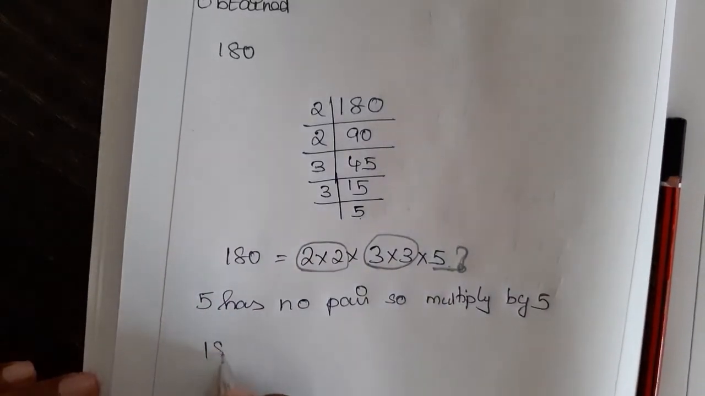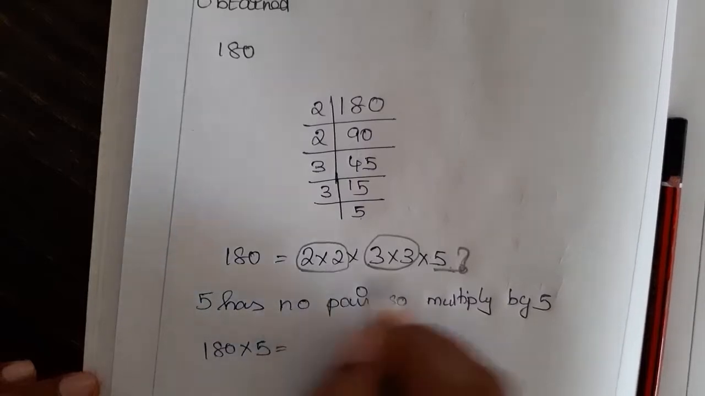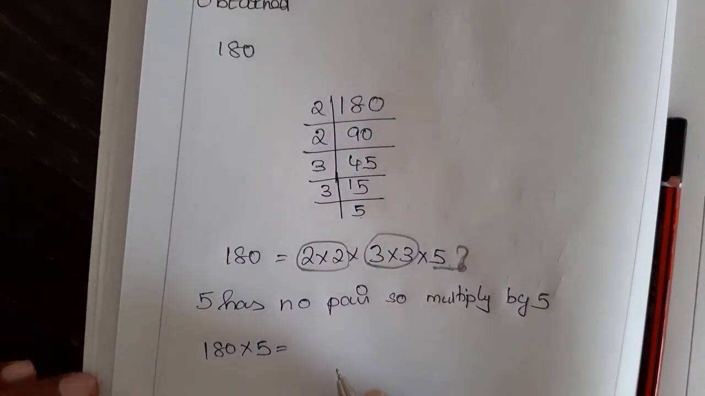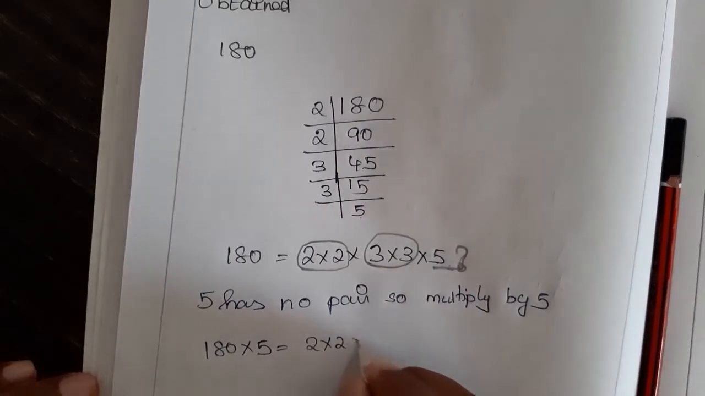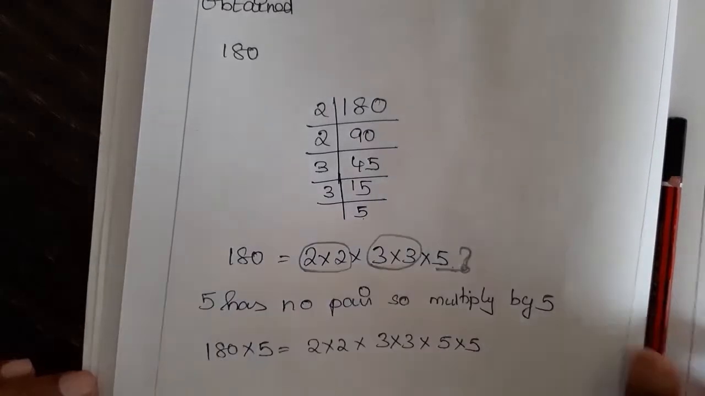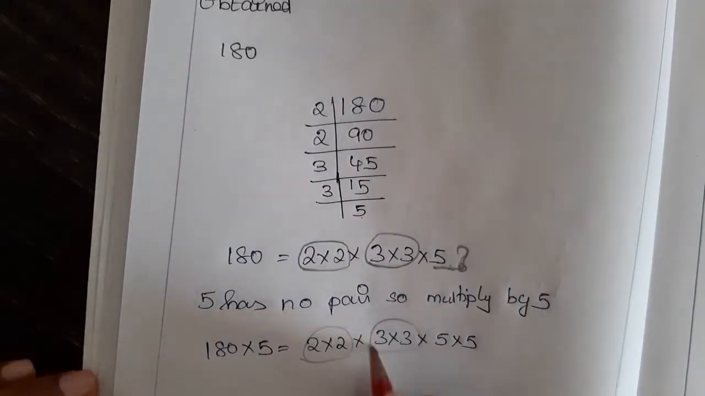So 180 we will multiply with 5. The same 5 we can multiply here also. So on both sides we have to multiply, both the equations. 2 into 2 into 3 into 3 into 5 into 5. Right. Now we got a perfect square.